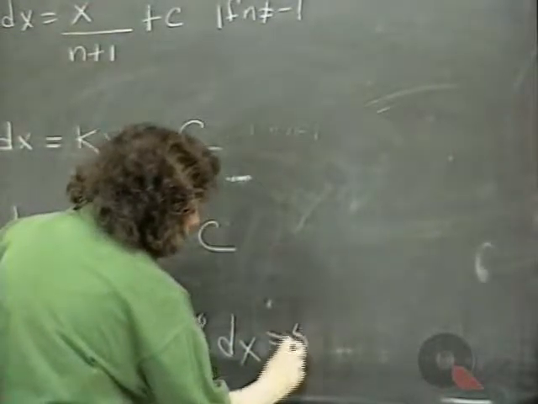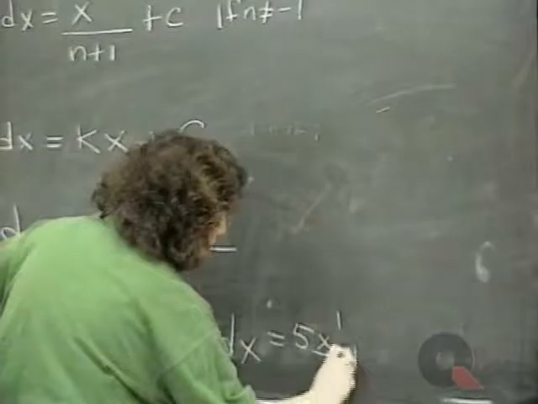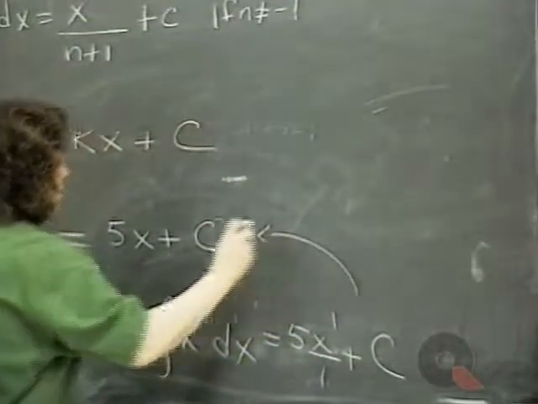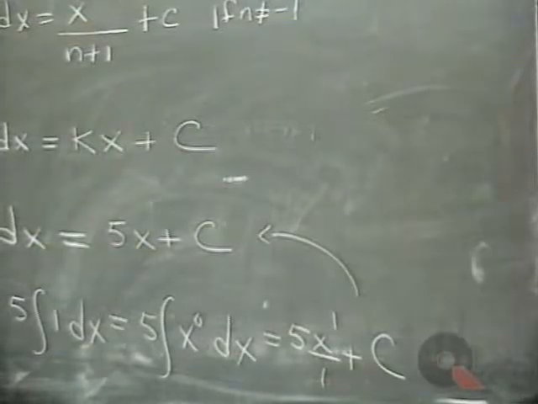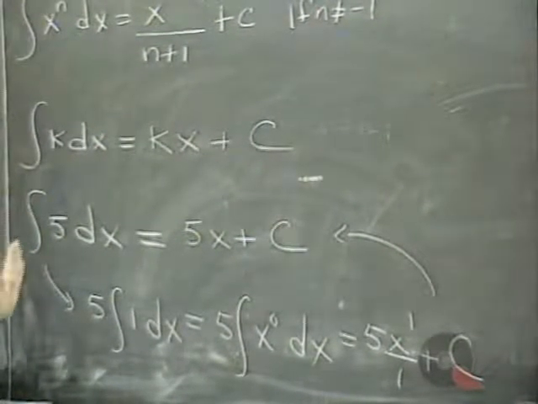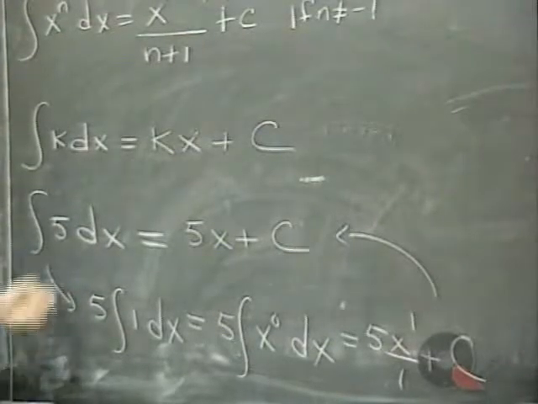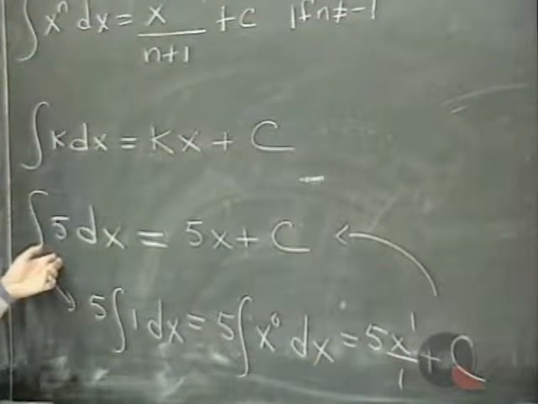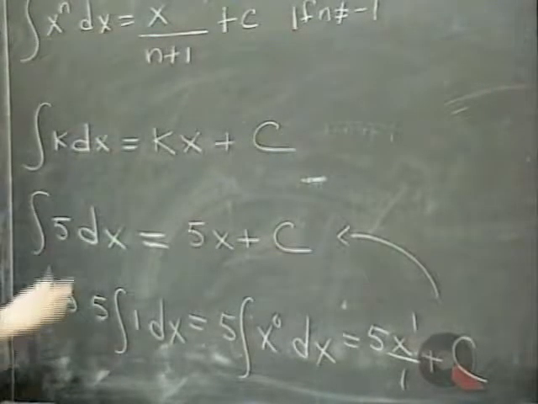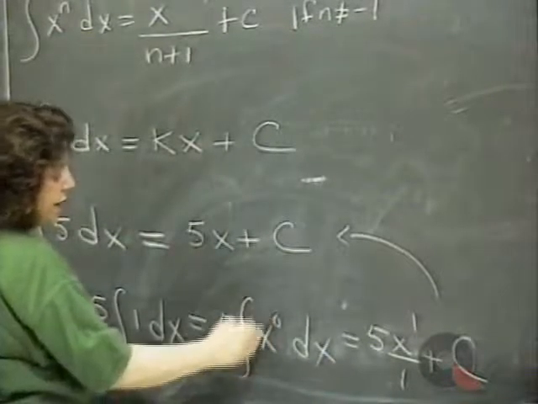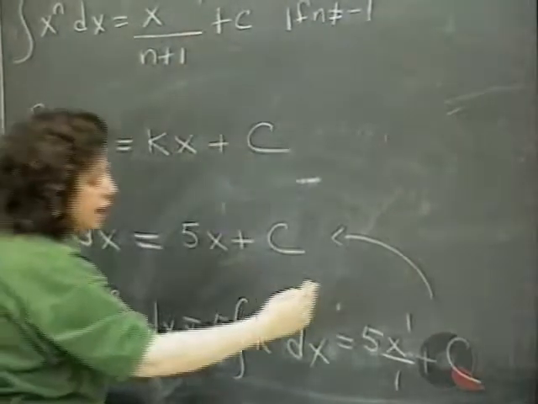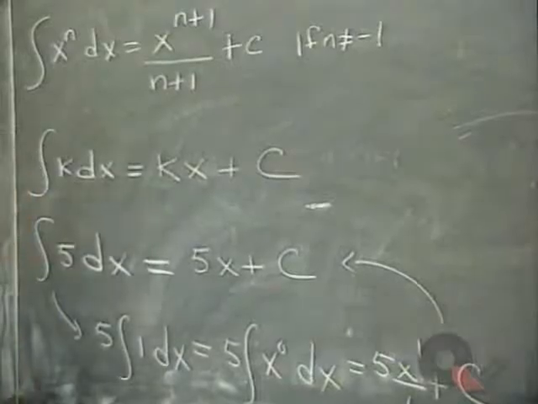5x to the 1 over 1 plus a constant, in which case you'd still get back to the 5x plus c. So before I said it doesn't matter whether you pull the constant out. If it's just a constant by itself, you can either pull it out or leave it in. This is true. Either you say the antiderivative of 5 is 5x plus a constant, or you think of this as 5 pulled out in front times x to the 0, which gets anti-differentiated the same way all the other ones, x to the 1 over 1 plus c.